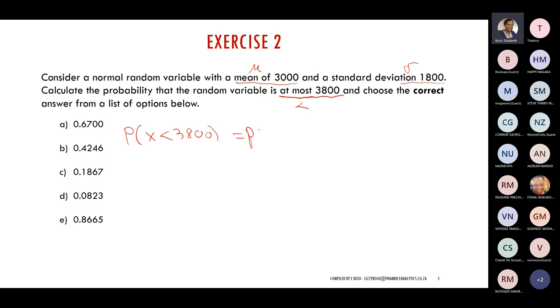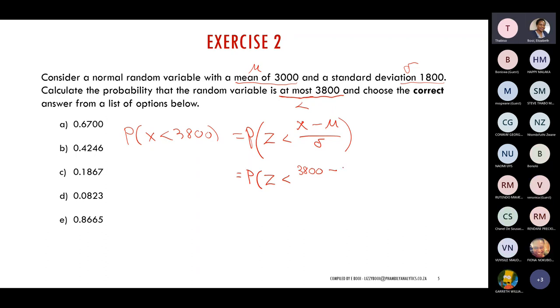So we need to find the probability that Z is less than, the formula is your X value minus the mean divided by the standard deviation. Everything is given in the statement. Let's substitute and calculate the probability of Z less than, our X is always the one that is in the question, which is 3,800 minus the mean of 3,000.